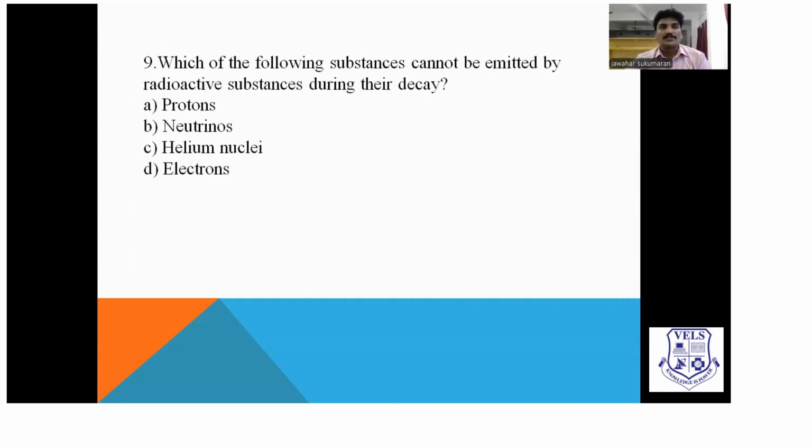Which of the following substances cannot be emitted by radioactive substances during their decay? A, protons, B, neutrons, C, helium nuclei, D, electrons. Which one? What's the correct answer? Anyone say? Yes, protons is the correct answer. Very good. Protons are not emitted by radioactive substances during the decay.